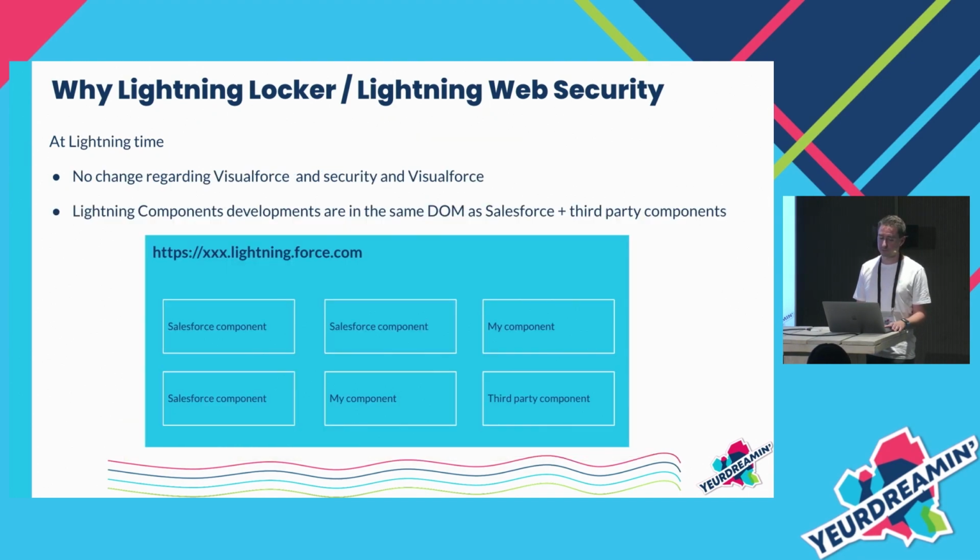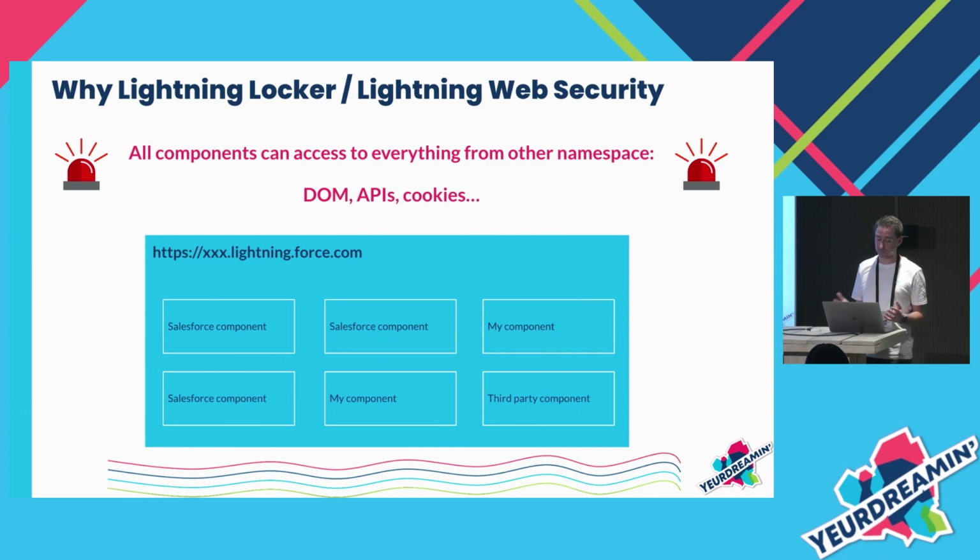When we move to Lightning, it still works the same for Visualforce. It's still an iframe. But when you do Lightning components, whether Aura or Lightning Web Components, they are rendered in the same DOM on the same page as a Salesforce component. As you see on this mockup, there is one domain, and all components are rendered in the same place, which means everything could potentially access all the same resources: Salesforce DOM, API, cookies, everything.